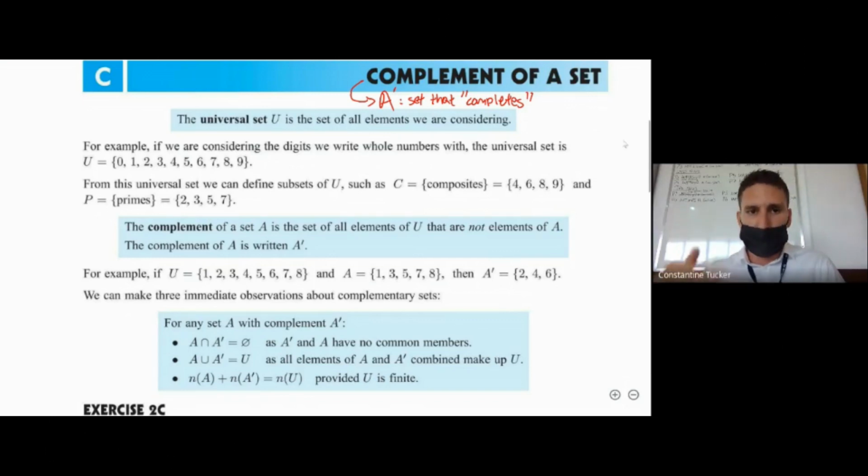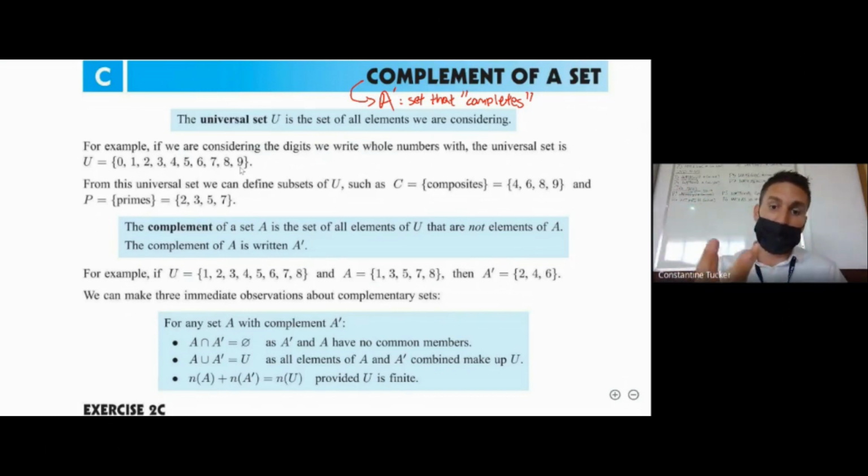But anyway, let's talk about a few terms here that we're going to be using. The universal set U. So we use U, which is the first letter of the word universal, to indicate this is everything we are going to be talking about in our problem. So, for example, if we say that we are looking at the digits that we write whole numbers with, well, obviously the numbers will be 0, 1, 2, 3, 4, 5, 6, 7, 8, 9. That means the problem now is set. All the numbers we are going to be talking about in this problem are the whole numbers between 0 and 9, and that's it. So that would be our universal set.